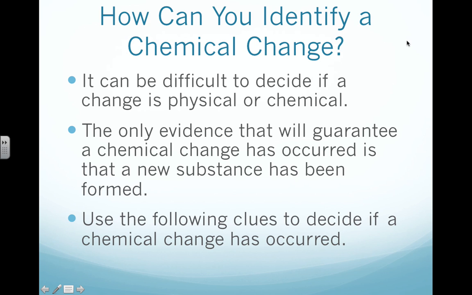So how can you identify a chemical change is occurring? Well, like I said earlier, it's difficult to decide if it's physical or chemical. Has it changed in state, or has it completely changed in composition? So now we can look at specific clues to help us decide if a new substance has been formed. And that is the key: is there evidence that a new substance has been formed? If so, then a chemical change has occurred. So again, we can use the following clues, and I'm going to discuss these clues, and we can decide if a chemical change has occurred or not.